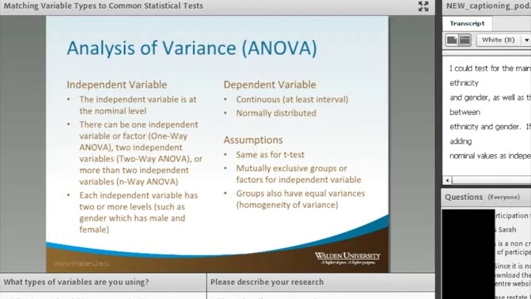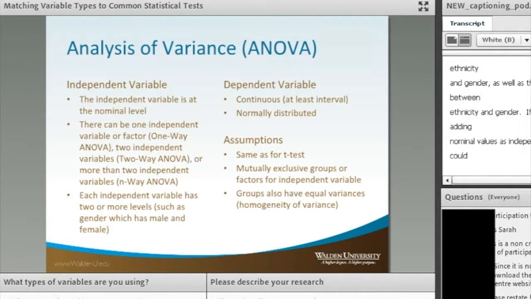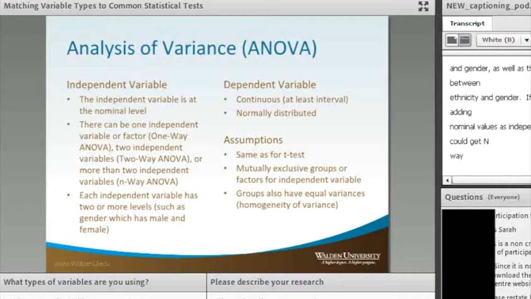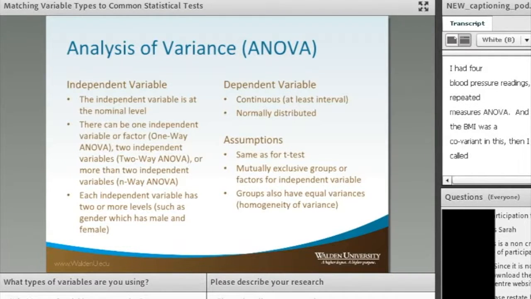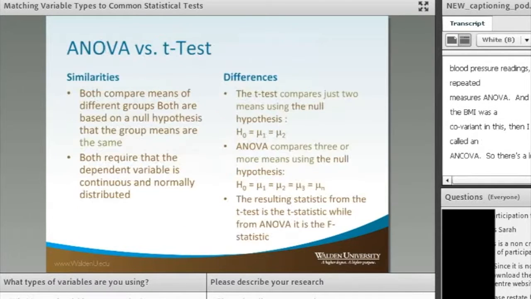If I wanted to measure blood pressures every 3 months for the next year, and so I had 4 blood pressure readings, then I could do what's called a repeated measures ANOVA. And if I thought that maybe the BMI was a covariate in this, then I could do what's called an ANCOVA, analysis of covariance, and actually add the BMI as a covariate. So there's a lot of different ways you can approach this.